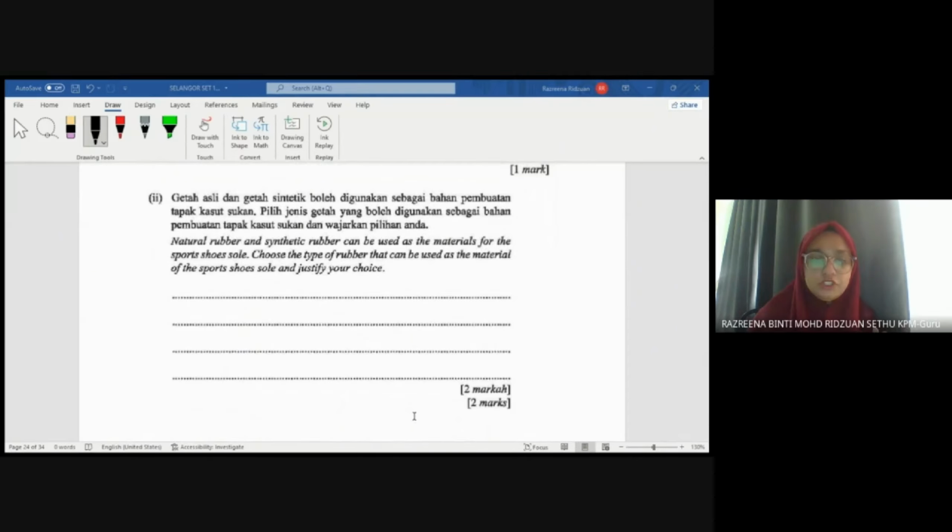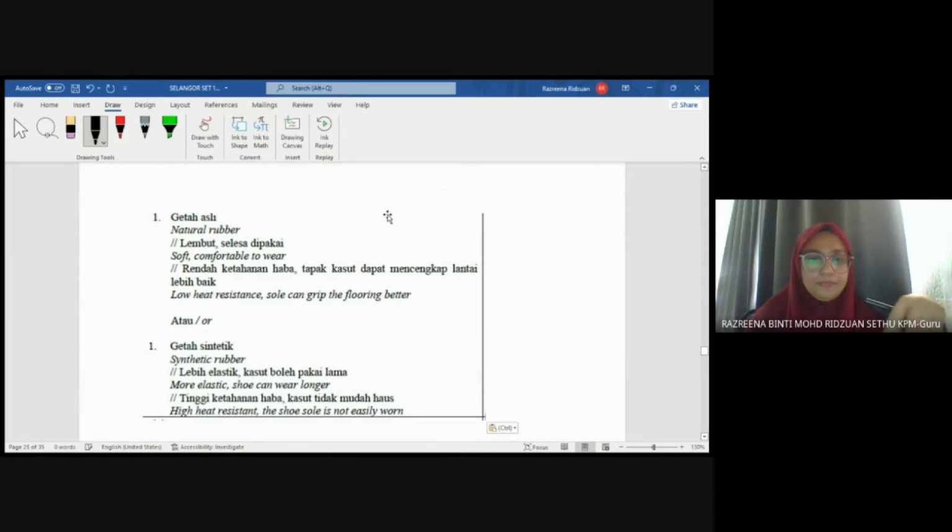For the sole of the shoes, you can choose either one. If you want to choose natural rubber, you can write it, but you need to give a reason. Example, natural rubber is soft. They are comfortable to wear compared to synthetic rubber.